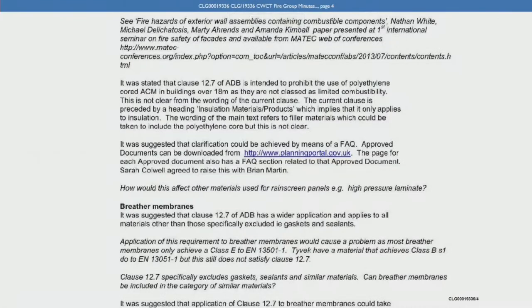In the third paragraph, you can see this. It was suggested that clarification could be achieved by means of an FAQ. Approved documents can be downloaded from the government planning portal. The page for each approved document also has an FAQ section related to that approved document. Sarah Colwell agreed to raise this with Brian Martin. So, were you told as a result of this meeting that there was not going to be a CWCT document? Not that I can recall, no. Were you told that it was Sarah Colwell who had, I don't know if volunteered is the right word, but would be raising that matter with Brian Martin? Not that I can recall.